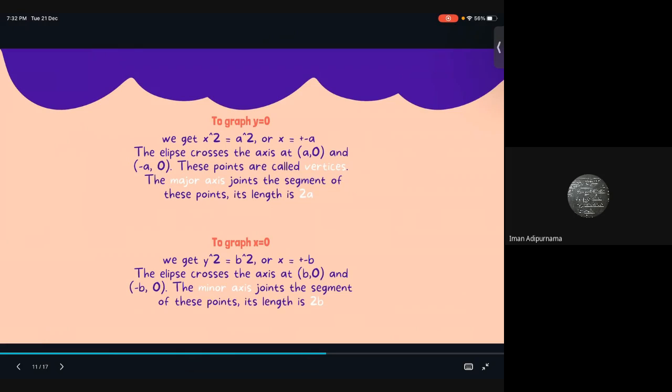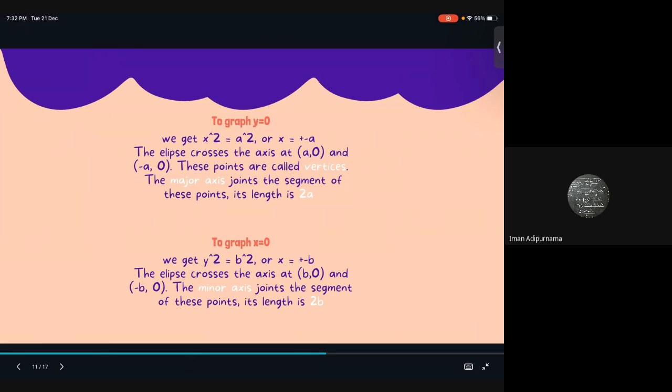So here, to graph, y equals 0, we get that x squared equals a squared, or x equals plus or minus a. So the ellipse crosses the axis at (a, 0) and (-a, 0). These points, (a, 0) and (-a, 0), are the vertices. And the segment joining these points, along x, is the major axis, and its length is 2a.